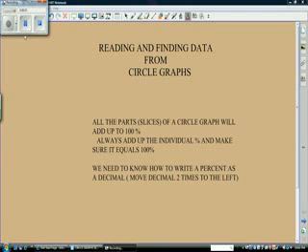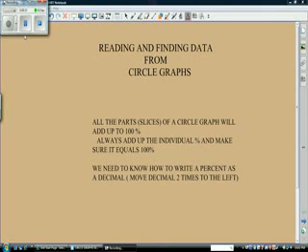Okay, today we're going to be working with some circle graphs and practicing for the AIMS. We can read circle graphs and we can find a lot of different information from them. Couple of things to remember. All the parts or the slices of a circle graph will add up to 100%. So the first thing you should always do is add up all the various pieces to make sure you do get 100%. We also have to remember how to write a percent as a decimal.